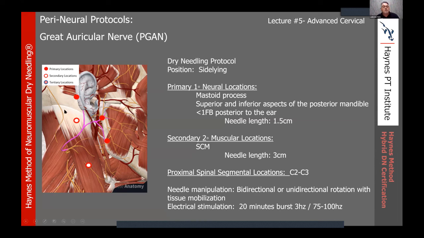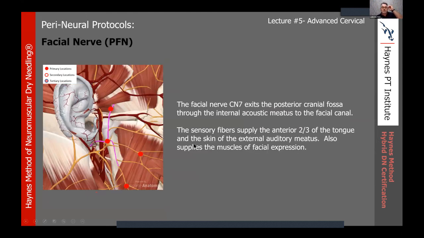Needle length on most of these is going to be very shallow, 3 centimeters. It could probably be much less than that. Because of its innervation, where this nerve comes from, we could also needle the spinal segments at C2 and C3. And then finally, the facial nerve.